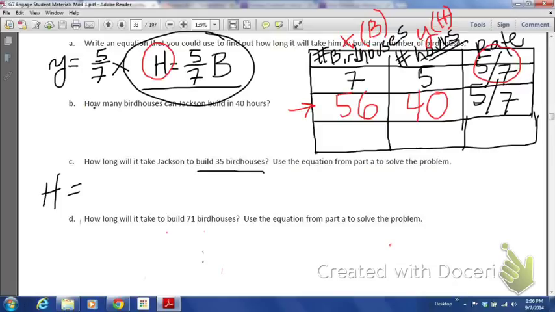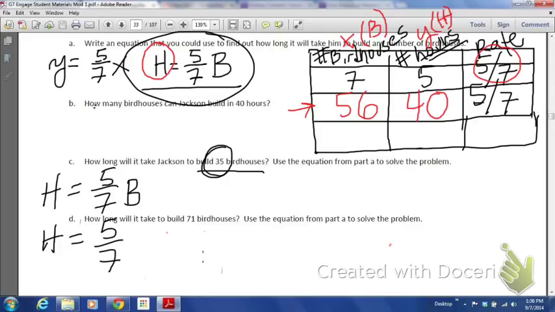H equals 5/7 b, and then I'm going to multiply that by the 35. When I multiply, I want to just go ahead and change that into a fraction, which makes it so much easier. Multiplying fractions, of course, is an absolute breeze in this sense. Not as easy to understand what we're doing, but it sure is easy to do.